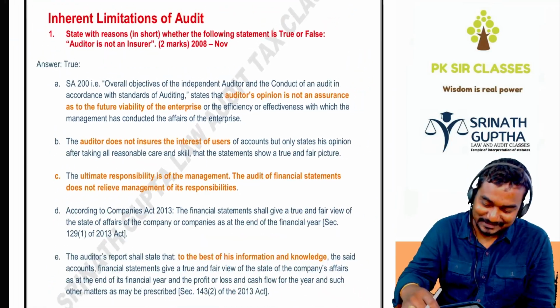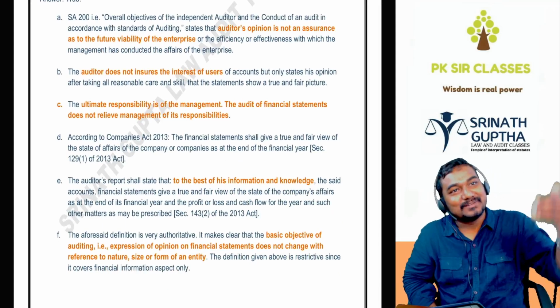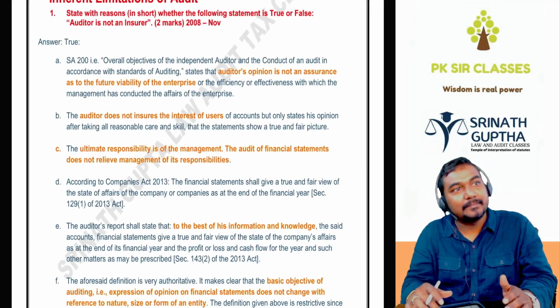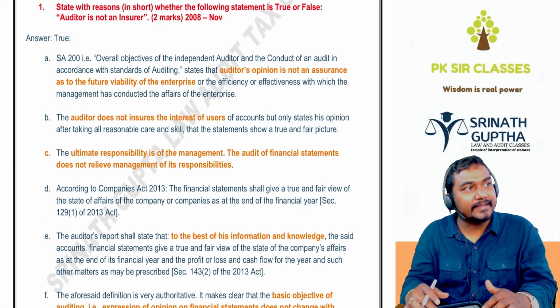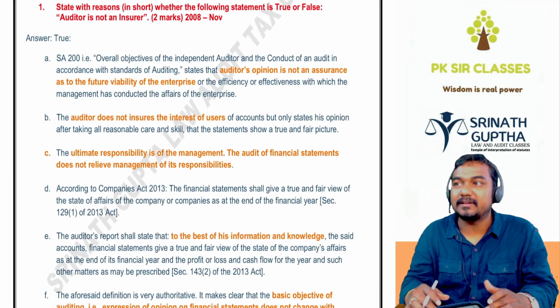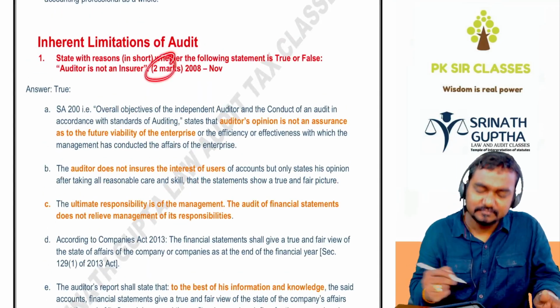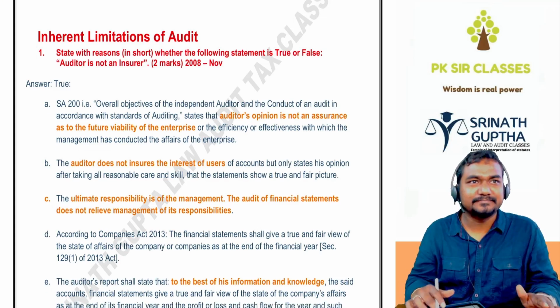You need not read the lengthy answer, but this is given by the RTPs and MTPs. Due to the nature of auditing, due to inherent limitations of auditing, like test checking and all, the auditor will not give any guarantee or insurance as to the future viability of the enterprise. For how many marks is it asked, beta? It is asked for 2 marks. This is the whole explanation. Shall we read? Not required.